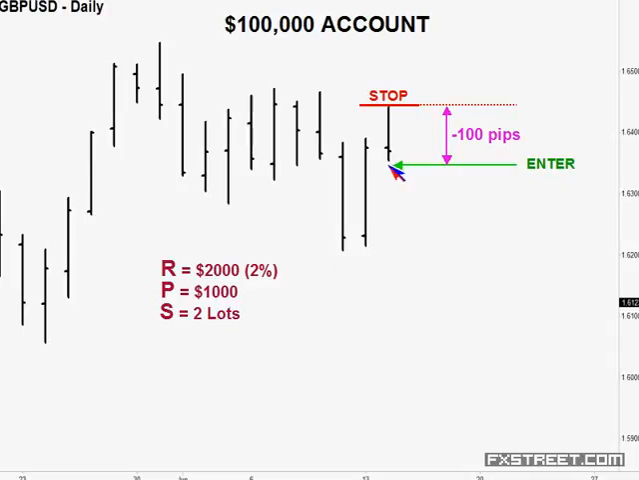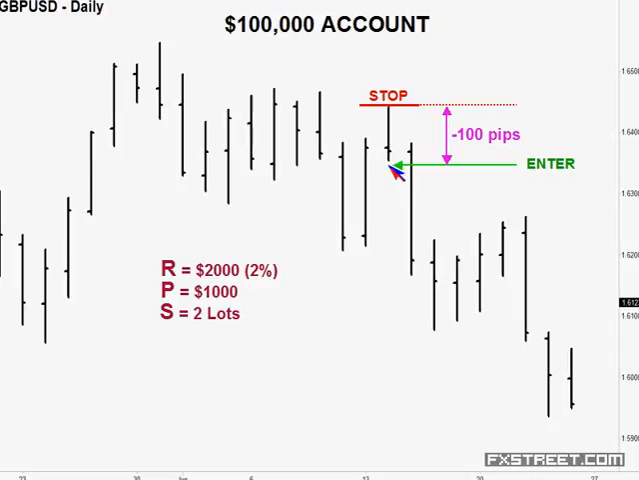You see how it's different now from the other example. Why? Because we have a different stop placement. We have a different loss. The P in the calculation is different from the first one. So if we went short here, we would have had a very nice trade. We would have had some nice money made here on 2 lots.